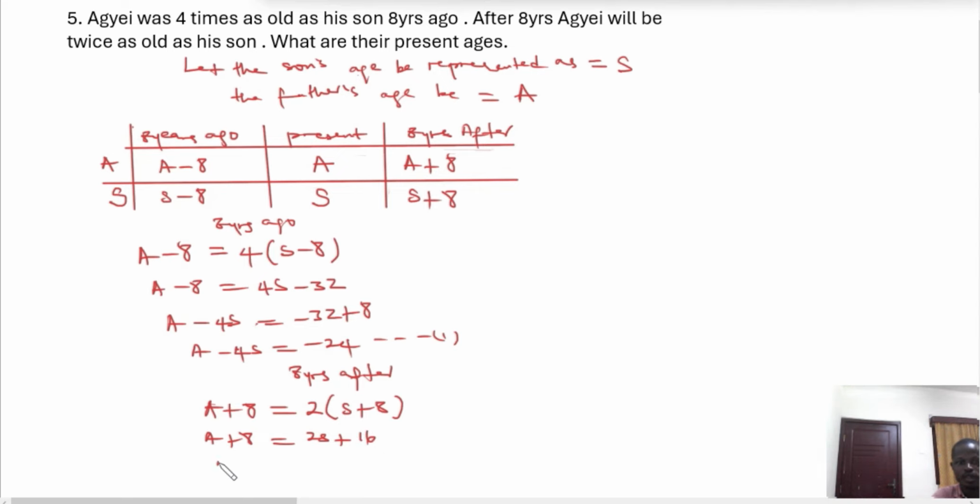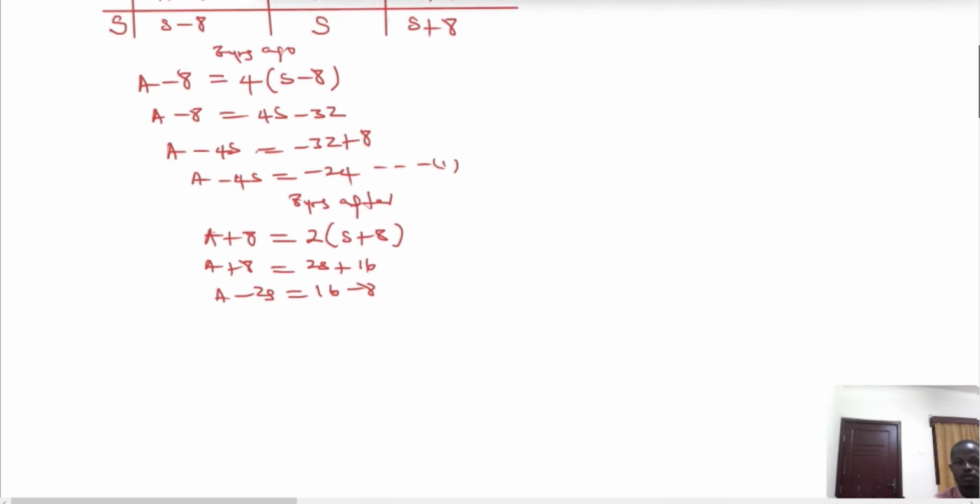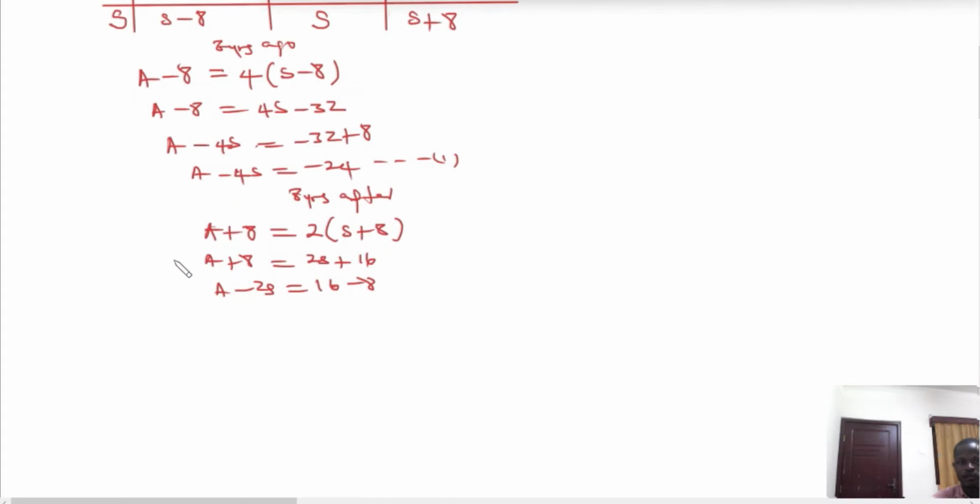So we're going to have here A plus, we bring minus plus 2S becomes minus 2S is equal to 16 minus 8. So let's continue. We're going to have here A minus 2S. This is 2S, not 25. This is equal to 8. So this is our equation 2. Now we combine 1 and 2 and solve simultaneously.